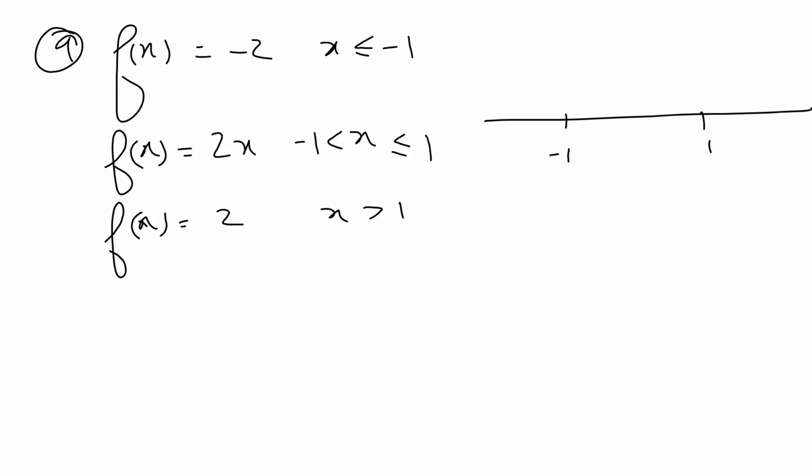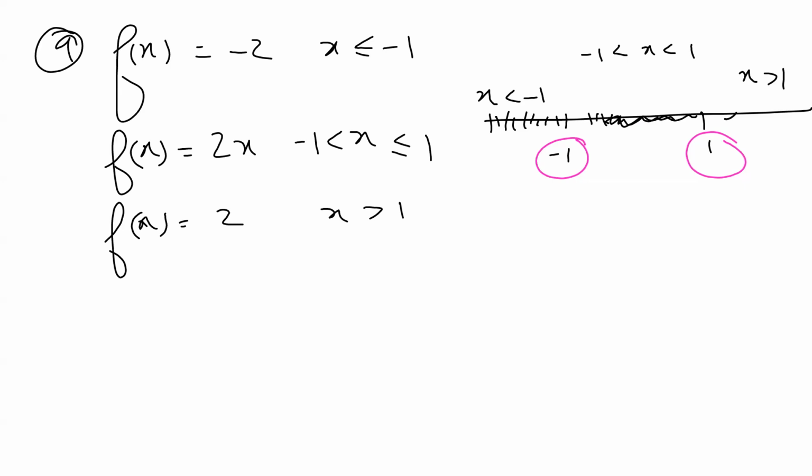Okay. So there are 5 cases in this. At -1 and 1, you need to discuss the continuity. Then for x less than -1, all these points, you need to discuss the continuity. In between, for all the points where x lies between -1 and 1, you need to discuss the continuity. And for x greater than 1, you need to discuss the continuity.